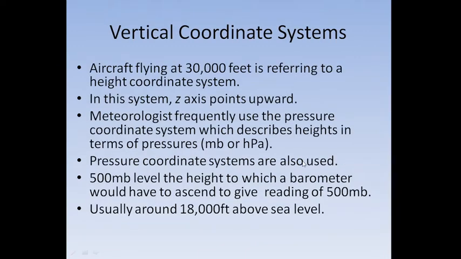Vertical coordinate systems: an aircraft flying at 30,000 feet is referring to a height coordinate system. In this system, Z points upward. Meteorologists frequently use the pressure coordinate system, which describes heights in terms of pressure, millibars or hectopascals. So a 500 millibar chart, like I said, is our height chart. Pressure coordinate systems are also used. For 500 millibars, it's the height at which a barometer would have to ascend to give a reading of 500 millibars.